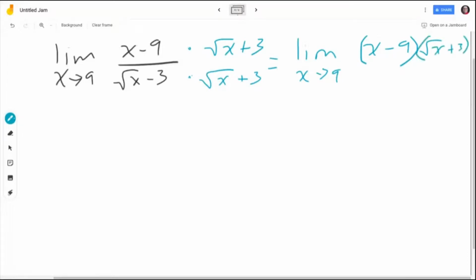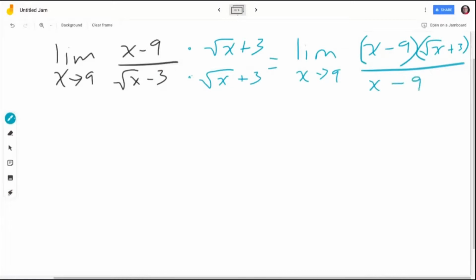Now in this denominator, when we use FOIL to multiply this out, notice that we have the different signs here, so those middle terms are going to cancel out. All you're going to be left with is the square root of x times the square root of x, which is just x. And then you're going to have the negative 3 times a positive 3, which is going to be negative 9.